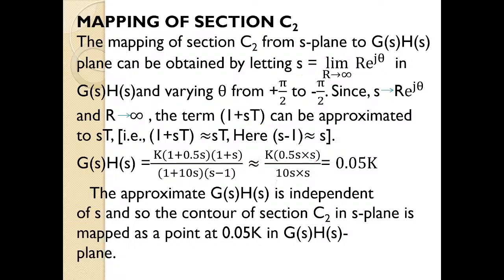So this equation has been modified. Why? Because R is tending to infinity, so the S value is very, very large. Just substitute that and simplify it. You will get G of S, H of S equal to 0.05K. Write it down.